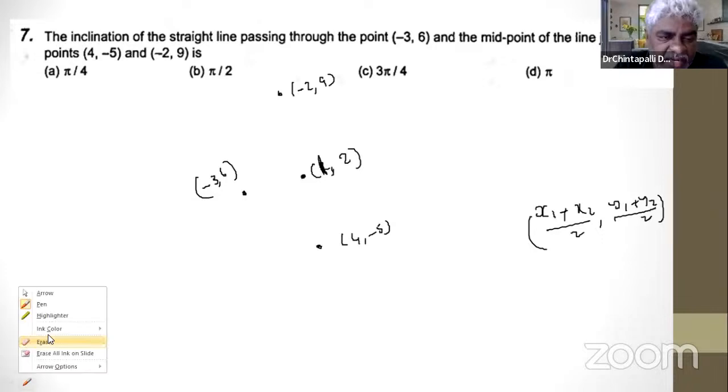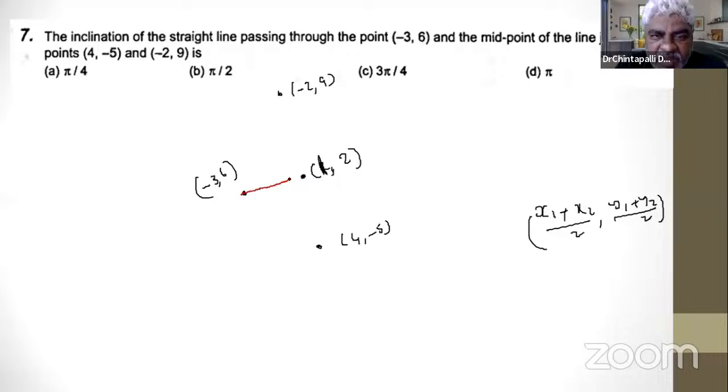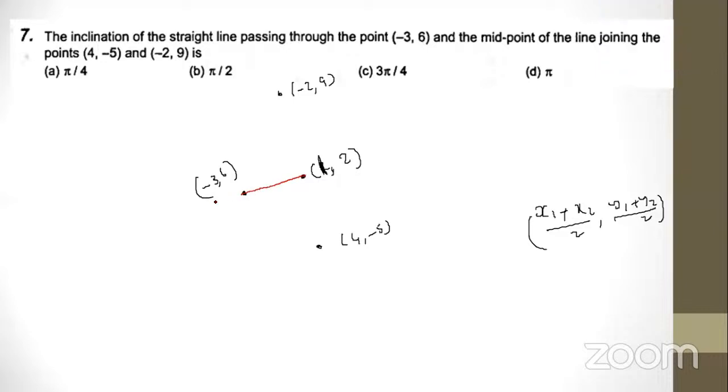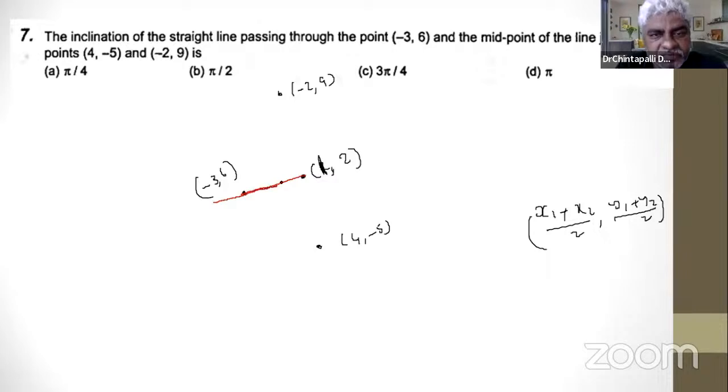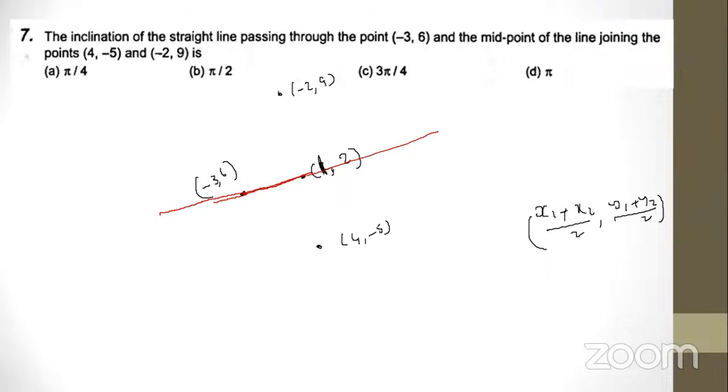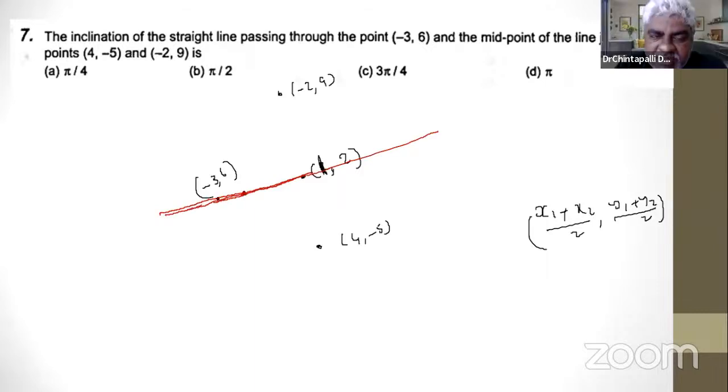Now, the required line is passing through the points -3, 6 and 1, 2. This is the required line. We need to find the inclination of this line. Inclination means theta is asked. If we find the slope, then we can find the inclination easily. Find the slope of the line.